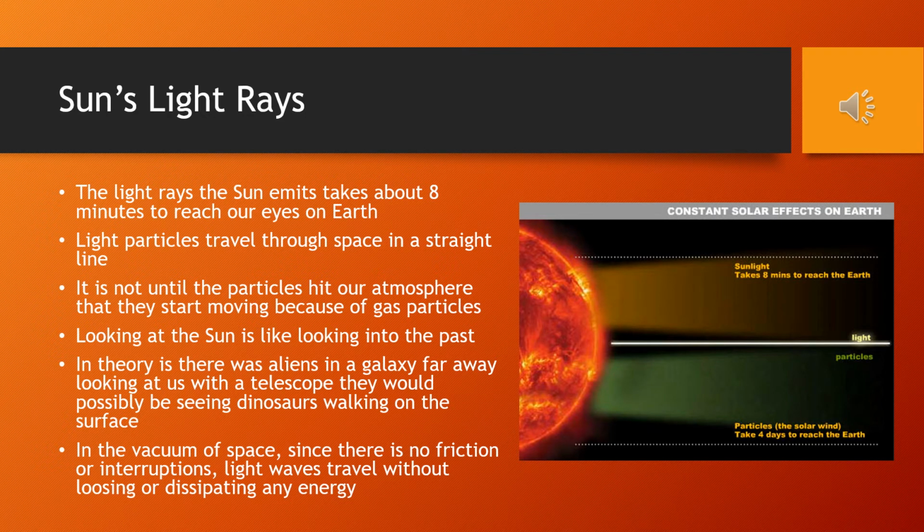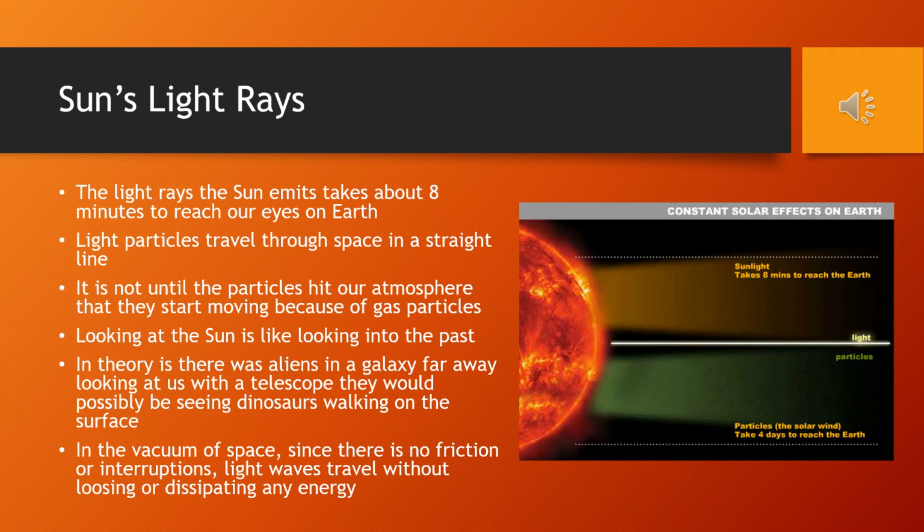Now that we know where these light rays are generated from, we can talk about how they travel through space and reach our eyes on Earth. We already know that it takes about 8 minutes for the light rays to reach us on Earth, and the light particles travel through space in a relatively straight line. It's not until the particles hit our atmosphere that they start moving around because of all the gas in our atmosphere and pollution.